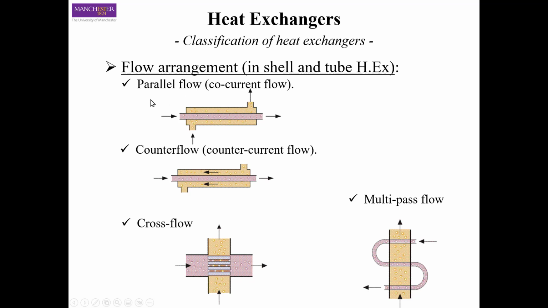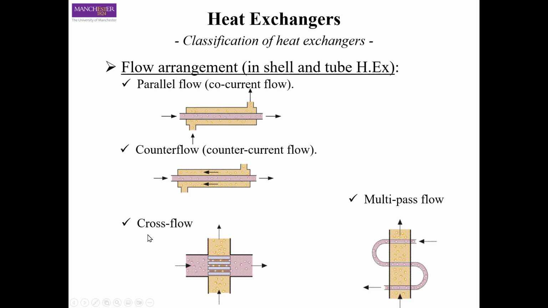So here we have, for example, the case of a shell and tube heat exchanger. Parallel flow heat exchangers are when the two fluids, let's say in the shell we have hot fluid, the hot fluid and the cold fluid are moving in the same direction. That is what we call parallel flow. And if they are moving in the opposite direction, we call them counterflow.